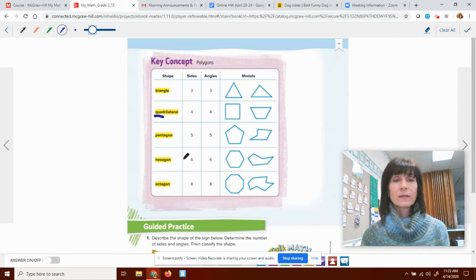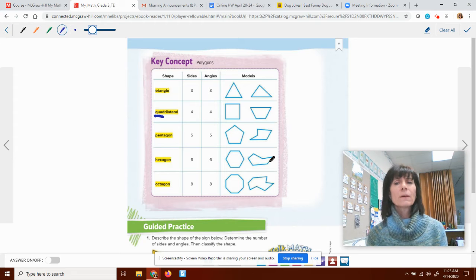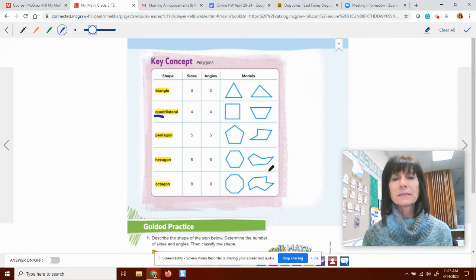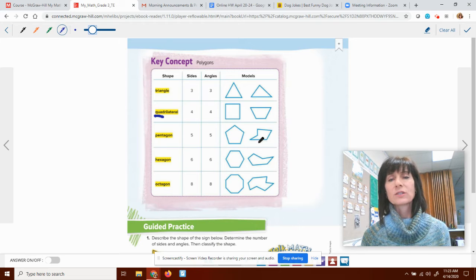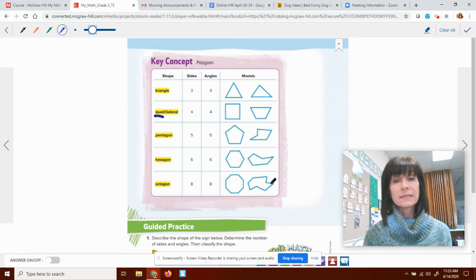A hexagon, 6 sides, 6 angles are the attributes. We see 6 sides here with 6 angles, but this shape here is also a hexagon. It has 6 sides. It doesn't look like the normal hexagon, but normal's overrated. So this is a hexagon with the 6 sides just arranged a little differently. An octagon, 8 sides, 8 angles. Again, generally we see the octagon looking more like a stop sign, but this is an octagon also. I need to count the sides, and then you'd have the same number of angles.